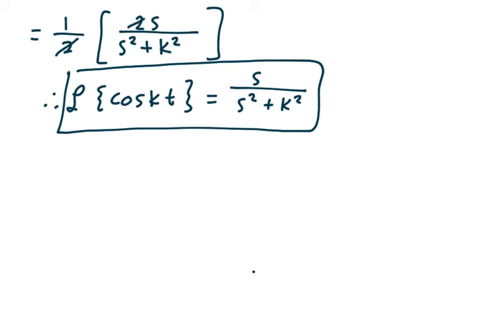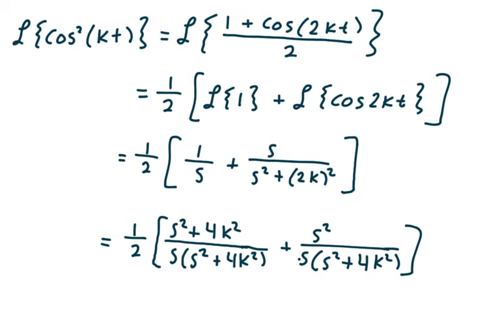So we derived now 2 formulas relying on our knowledge of 2 other formulas. Now it gets better. Suppose I want the Laplace transform of cosine squared of kt. Well, that's the Laplace transform of 1 plus cosine of 2kt divided by 2. Pull the 1/2 out in front, and I'm going to take 1/2 times the quantity, the Laplace transform of 1, plus the Laplace transform of cosine of 2kt.